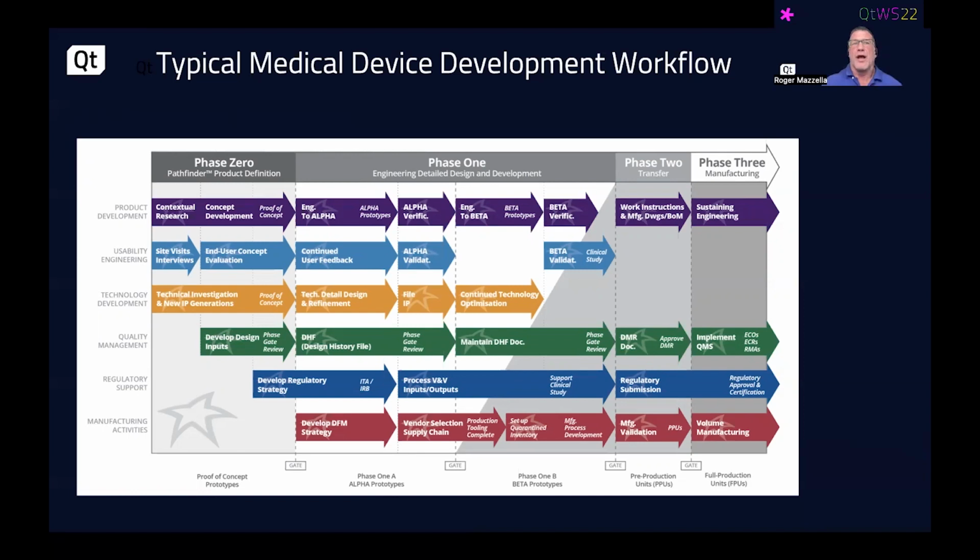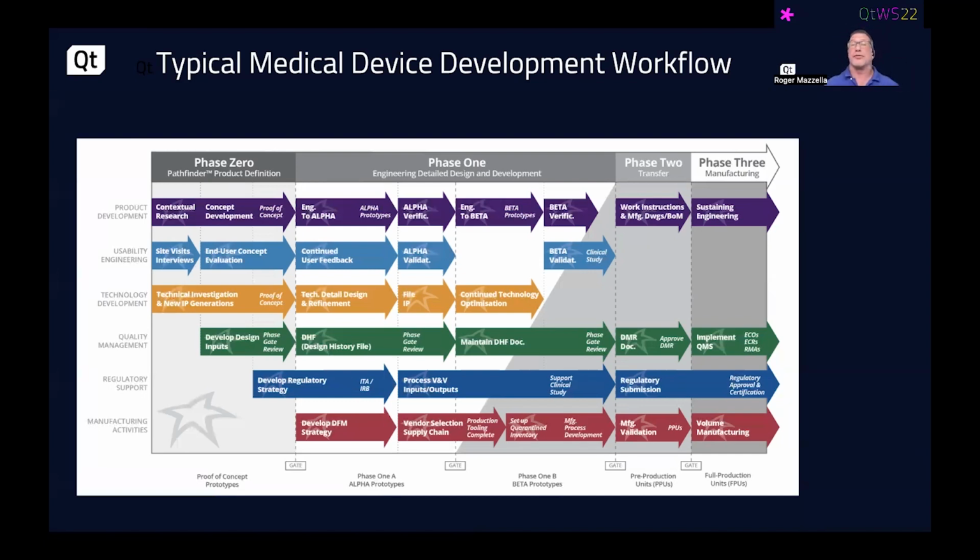So this is a typical medical device development workflow. There are four phases, from phase 0 to phase 3. In phase 0, there's the product definition. When we get to phase 1, we're doing the detailed design and development. Then we transfer that to manufacturing in phase 2, and then phase 3 comes in manufacturing, where obviously Qt is not really working. So we're looking at Design Studio in the phase 0 to phase 1 area, and then potentially some of the phase 2 area, because that'll be affected.